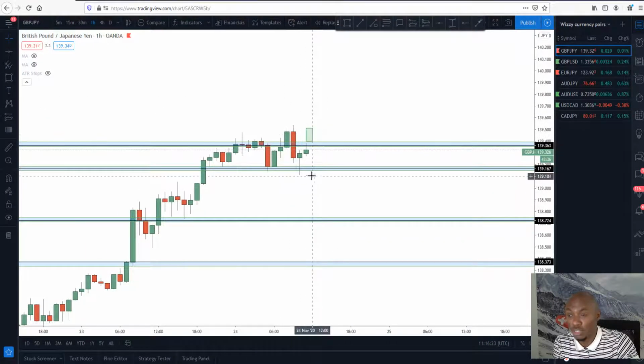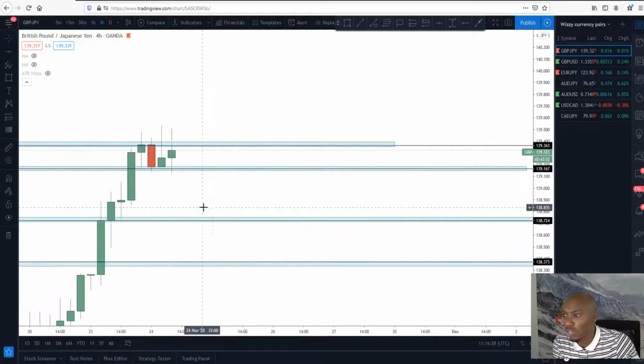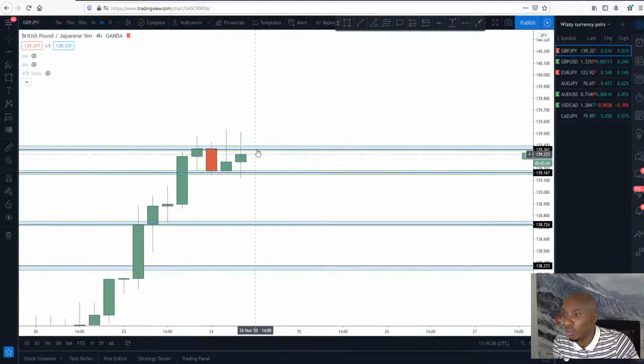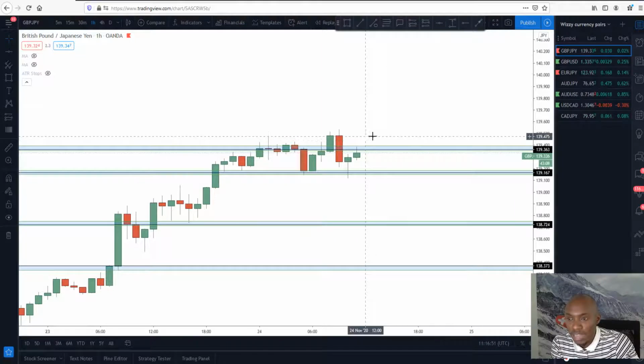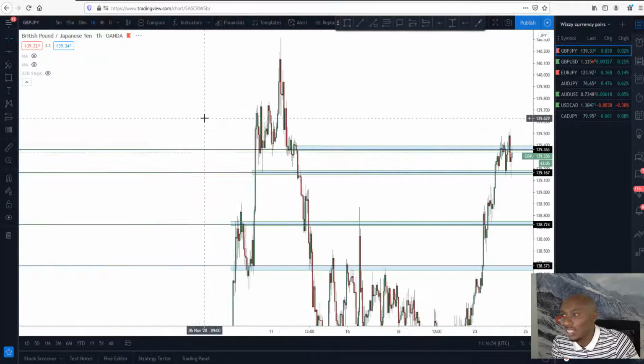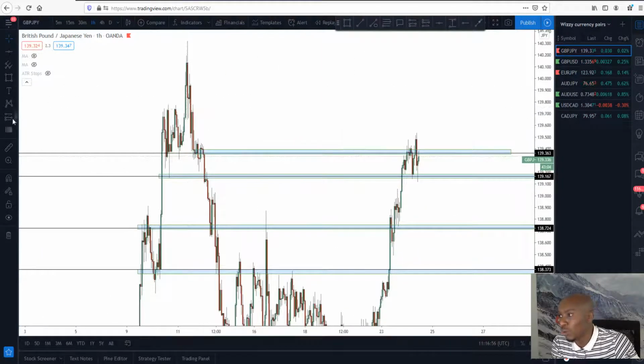Why? Because it will have 2 hours more for this current 4 hour candle to close, right? It will have 2 hours more for this current 4 hour candle to close. So in other words, when it closes like this, it makes a downward move to the downside, and when it's coming back, I take the buy. I will still target the same region which I was targeting before.